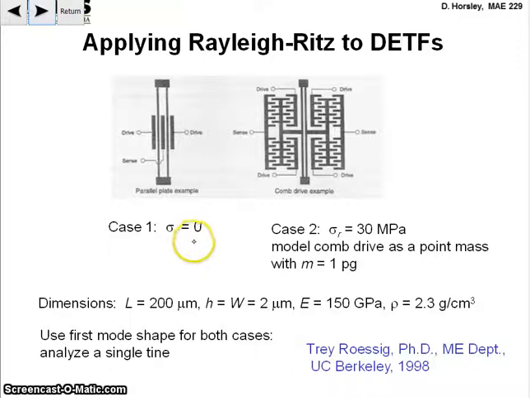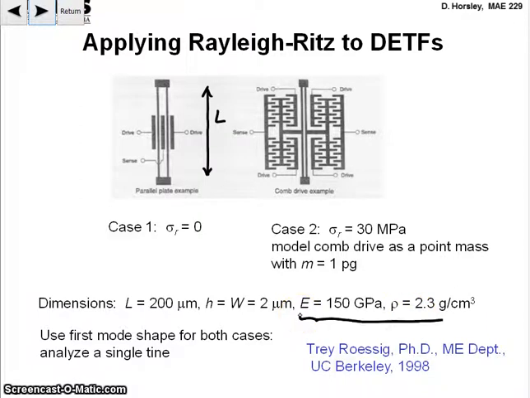I'm going to analyze two cases: one with no residual stress, and the second where we have some residual stress of 30 megapascals in the film. We're going to model the comb drive as a point mass with m equal to 1 picogram. That point mass is in the middle of the structure. The length of the tines of the beam, in this direction, is big L, 200 microns. The thickness of the film and the width of the beams are both 2 microns. It's made out of polysilicon, so 150 gigapascals Young's modulus, and the mass density is 2.3 grams per cc.